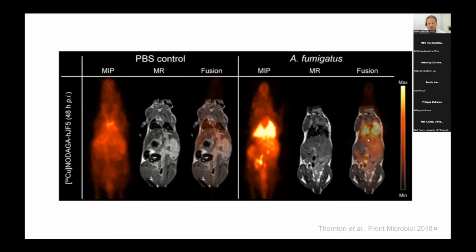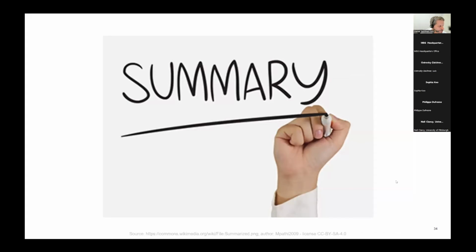So you infect the mice with Aspergillus, and then you can find the Aspergillus infections very nicely with this antibody compound. So there is a very broad spectrum of possible techniques, but this is all lab-based. None of these techniques is established in the clinics.